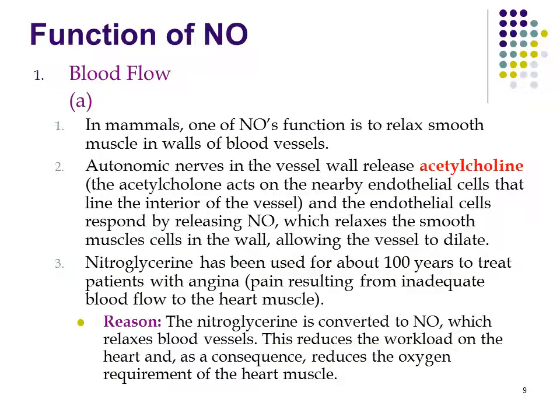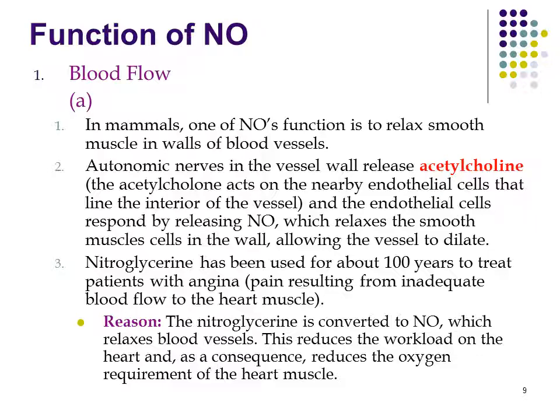Blood flow. In mammals, one of nitric oxide's functions is to relax smooth muscles in the walls of blood vessels. Autonomic nerves in the vessel's wall release acetylcholine. The acetylcholine acts on the nearby endothelial cells that line the interior of the vessel, and the endothelial cells respond by releasing nitric oxide, which relaxes the smooth muscle cells in the wall, allowing the vessel to dilate.